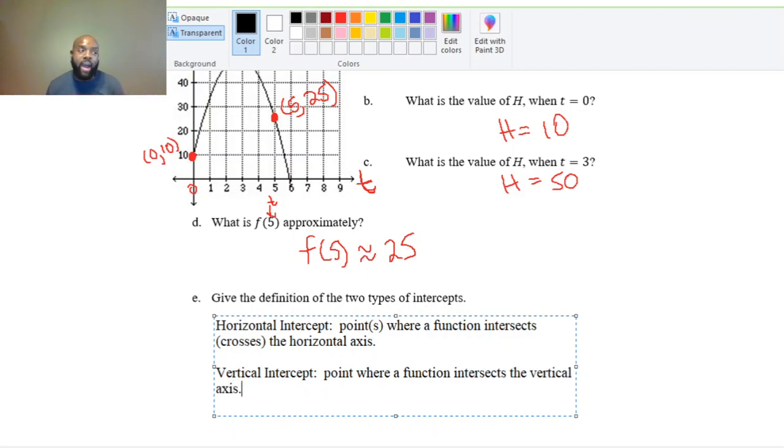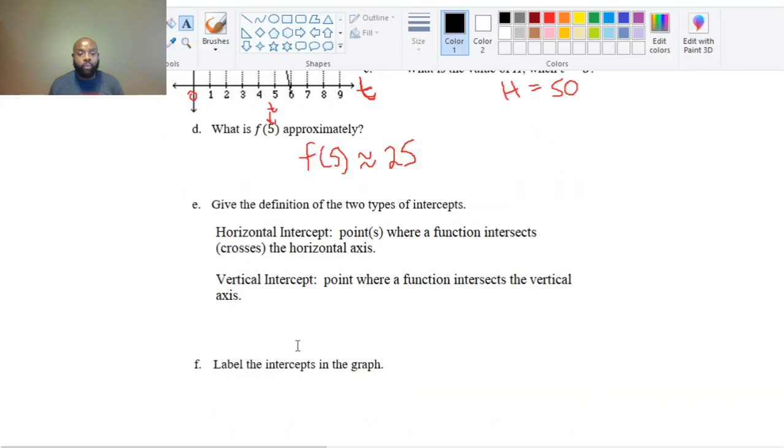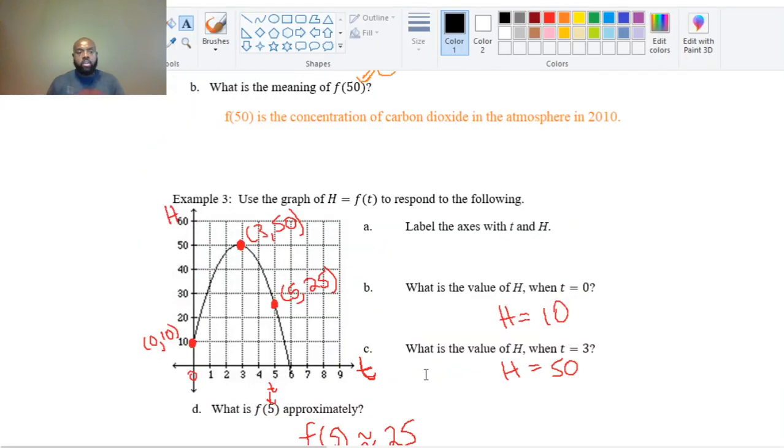And if you want to say your y-axis, you can. All right. And so if I give the definition of those two axis intercepts, and then we're going to label them on the graph, well, we actually already have our vertical intercept labeled. This is our vertical intercept. It is the point 0, 10.